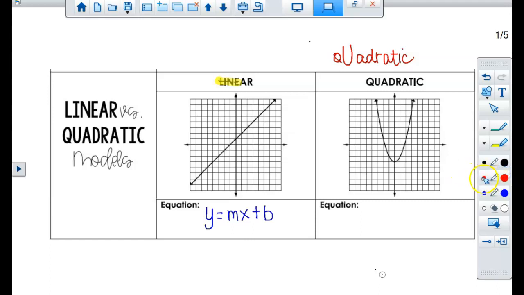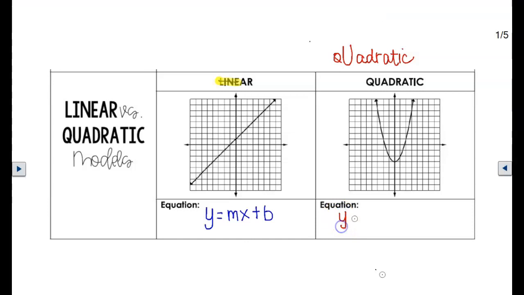Now, this quadratic graph has its own equation, and that equation still starts out y equals, but it has ax squared, so notice there's an exponent in it, plus bx plus c as its equation. So you are going to need to know the linear equation and the quadratic equation to do the problems that we're about to do.